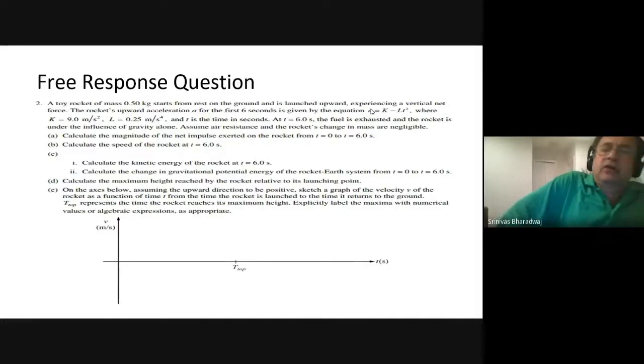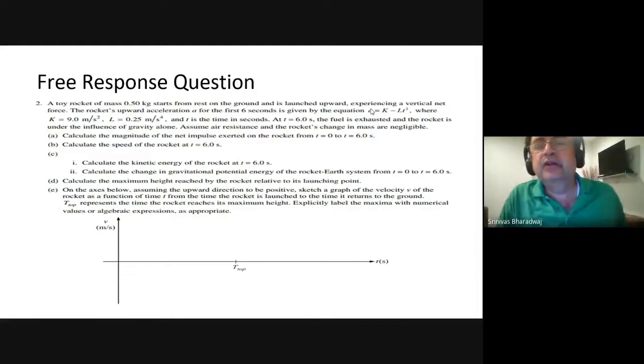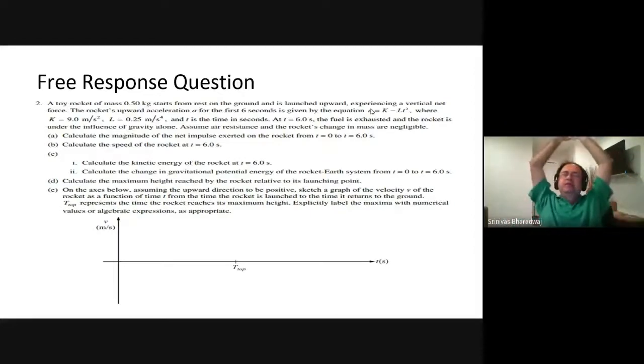Calculate the speed of the rocket at t equals 6. This is a little bit trickier. So dv/dt equals k minus lt squared. The rocket starts from rest, so v equals the integral of (k minus lt squared) dt from 0 to 6. The result of that integral will give you the speed of the rocket at t equals 6. That is B. Calculate the kinetic energy of the rocket at t equals 6. Once you have the speed, just do half mv squared.